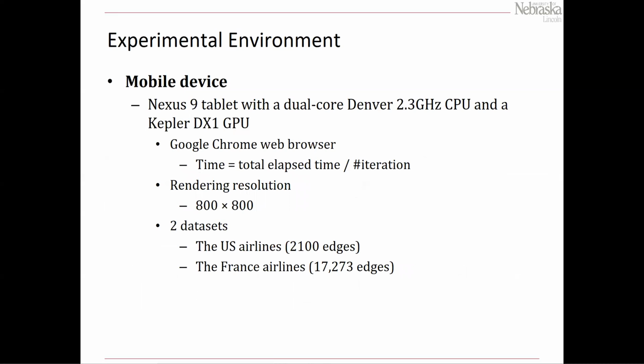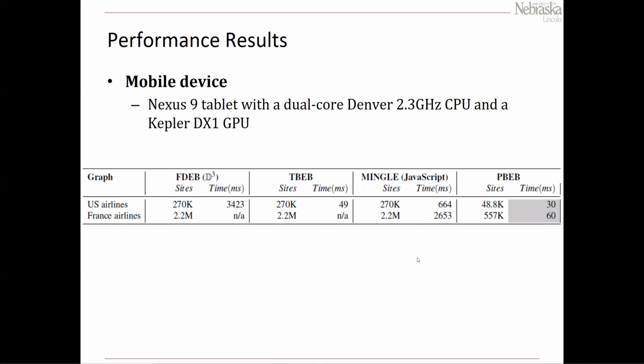And more importantly, our algorithm can be used on mobile devices as well. We also did performance testing on a Google Nexus 9 tablet, which has a Kepler GPU, and we tested two datasets: one is the US airline and another one is the France airline. You can see on the mobile device, our algorithm also can achieve an interactive frame rate for this relatively large graph. And you can see the existing JavaScript-based method either cannot directly render the large airline dataset, or it will take a significant amount of time to generate the result.